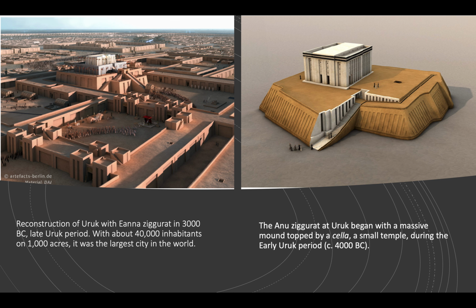There were various ziggurats all throughout ancient Mesopotamia, organized around these large cities. So here on the left, this is a reconstruction of Uruk, the town that Gilgamesh is the king of, with the Eanna ziggurat in 3000 BC. Eanna is the name of the temple. It was devoted to the god Anu, I think the main god in ancient Babylonia. This reconstruction is Uruk at its height, which had a population of 40,000 people on 1,000 acres, and at this point it was the largest civilization in the world that they knew of at the time.